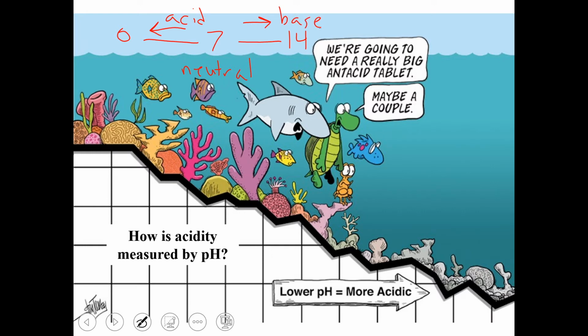So what that means is as carbon dioxide dissolves in water and causes it to be more acidic, that means the pH actually decreases. So a lower pH number correlates, or corresponds, I should say, to a stronger acid.